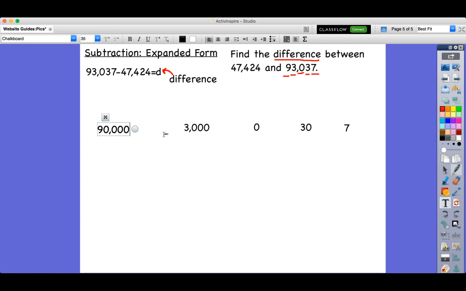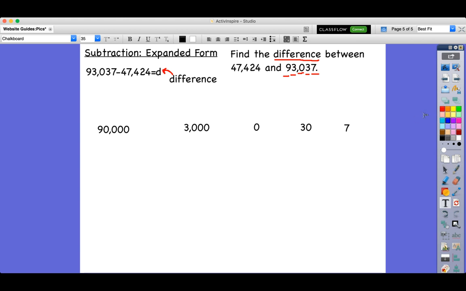And again, typically with expanded form, you put plus signs in between each number, but I'm not doing that because I find it can be kind of confusing when we're subtracting. So you just need to make sure they keep in a straight line and are organized. Let's go to our next number.